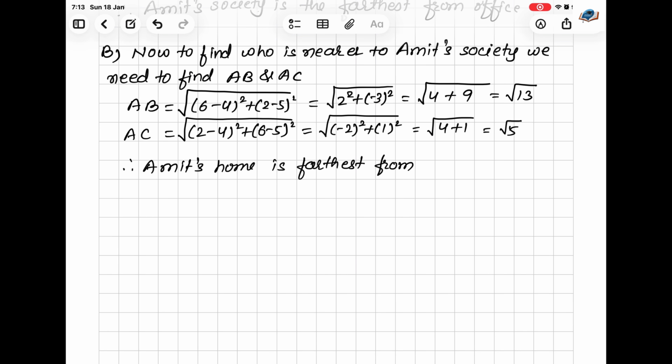Now A point was whose house? Amit. And B point was Rohan. So from Rohan's house.